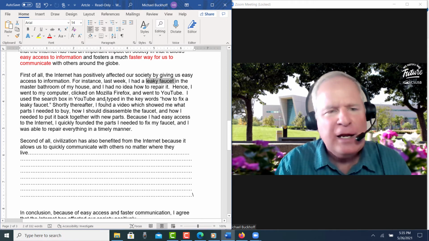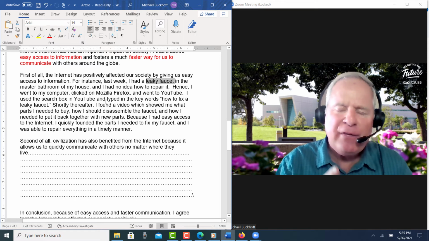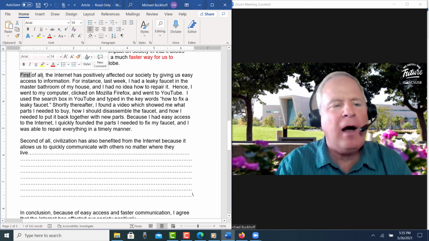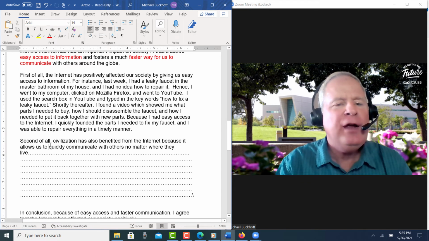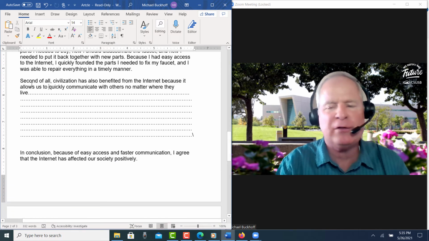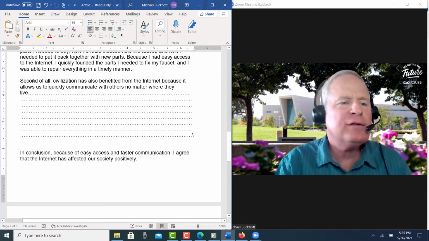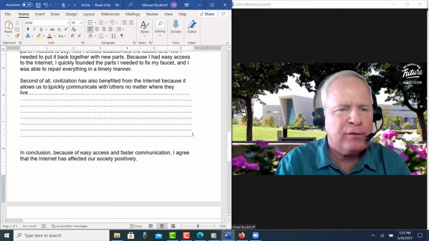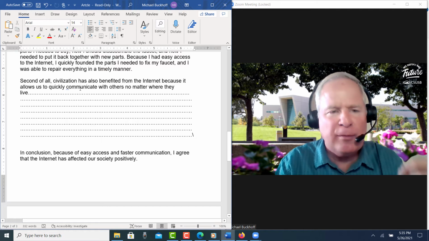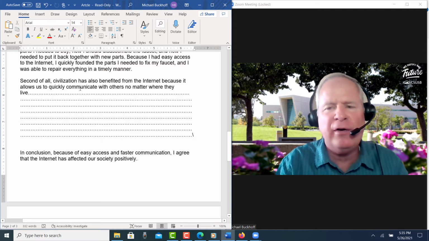Right? So the key here is you have to have that thesis in the beginning in that first paragraph, right? And then you develop that topic in different paragraphs. So if we go to the next paragraph, I did not write the detail, but here's what the topic sentence looks like. Second of all, civilization has also benefited from the internet because it allows us to quickly communicate with others no matter where they live.